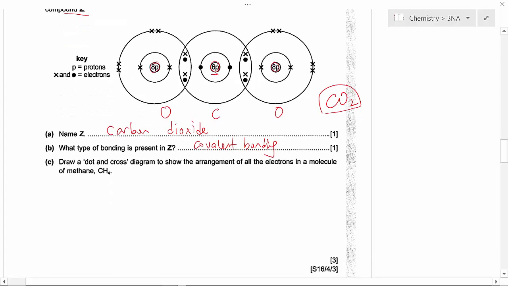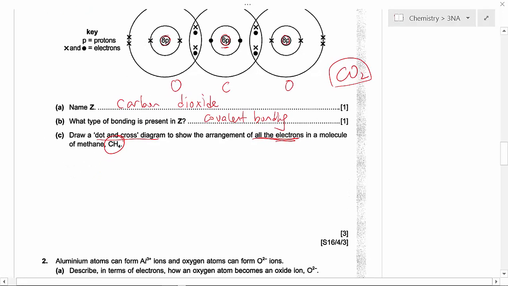Next, draw a dot and cross diagram to show arrangement of all electrons. Take note of this, all electrons in the molecule of CH4. So first of all, let's look at C. C is 2, 4. Okay, 6 proton, 6 electron. Configuration is 2, 4. 2, 4 means it needs 4 more. Needs 4 electron. Therefore, it will share 4. Share 4 electron. So all the 4 electron will be shared.